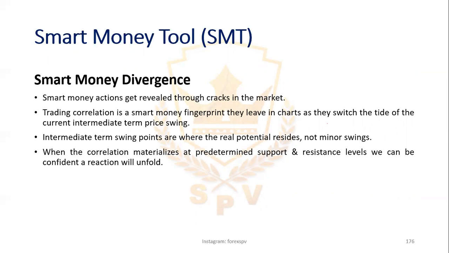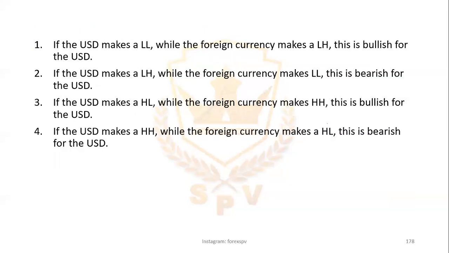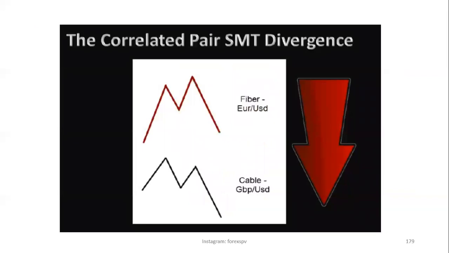So SMT, smart money tool. On SMT, we are talking of smart money action in correlated pairs. We have the dollar SMT divergence, the indices SMT divergence, and we also have the commodities SMT divergence, which is for the CRB index and the dollar index. For the correlated SMT divergence here, we have Euro USD and GBP USD. So these are dollar pairs.